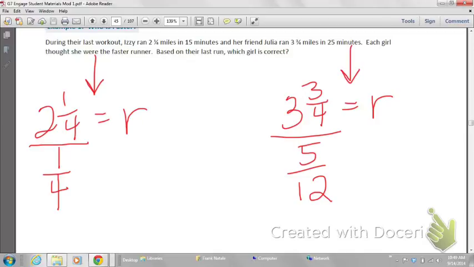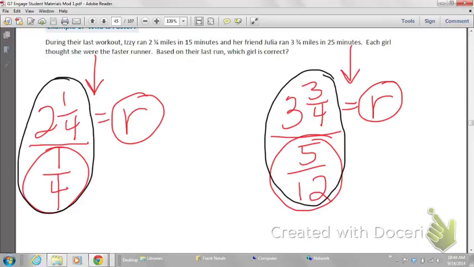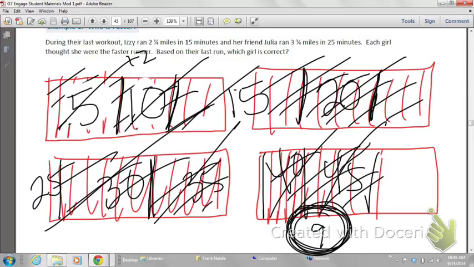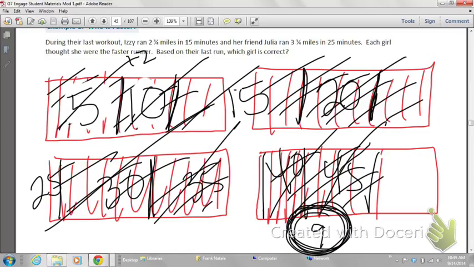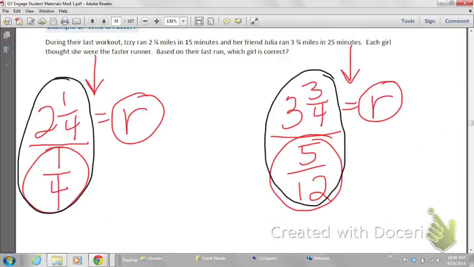Because to get this r here, remember we divided by 1/4. To get this r here, we divided by 5/12. We need to do the same on this side. Now this, hopefully, looks very familiar to you. And this does as well. If we go back and we look, we have our 9/4 divided by 1/4, and then we had our 15/4 divided by 5/12. So as we go forward, these are the exact same problems. So then we can do it.